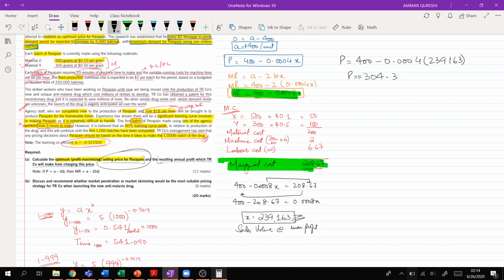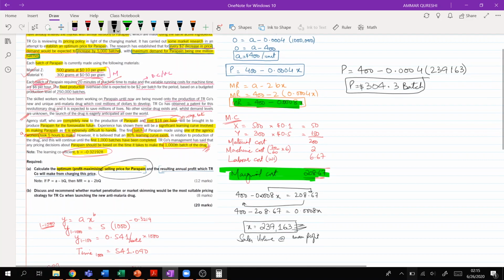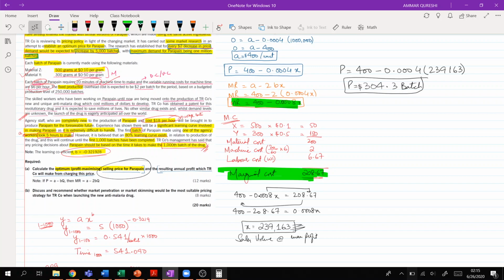304.3 dollars per unit. No, $304.3 per batch. Yeah, because the whole question is in terms of batches now. So $304.3 per batch, right? Now, this is something which we are done with. Next thing which we have to calculate is the resulting annual profit which the company can make, right?